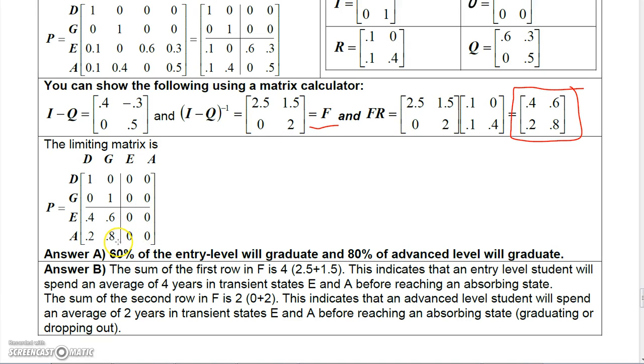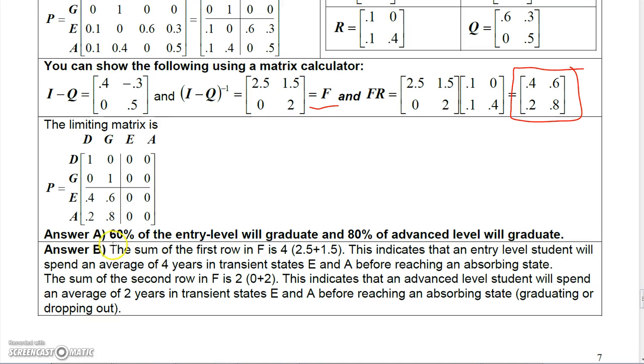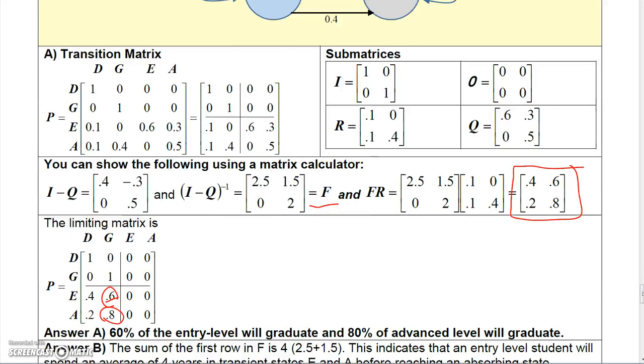So now, answer to A, I want entry level to graduate. So what percentage of entry level will graduate? Well, entry level to graduate is right here. So that would be 60%. And then advanced level to graduate would be 80%. So we would expect 60% of the entry level to graduate and 80% of the advanced level to graduate.